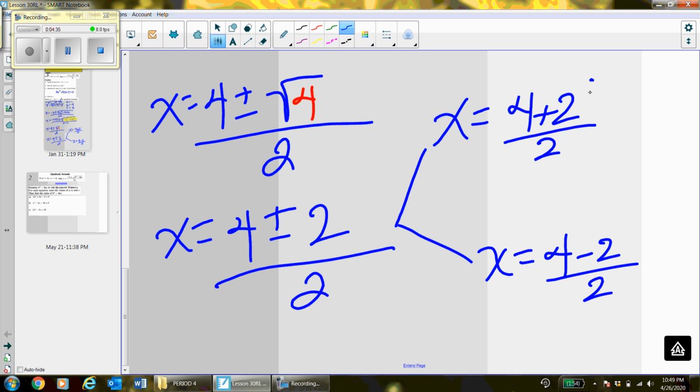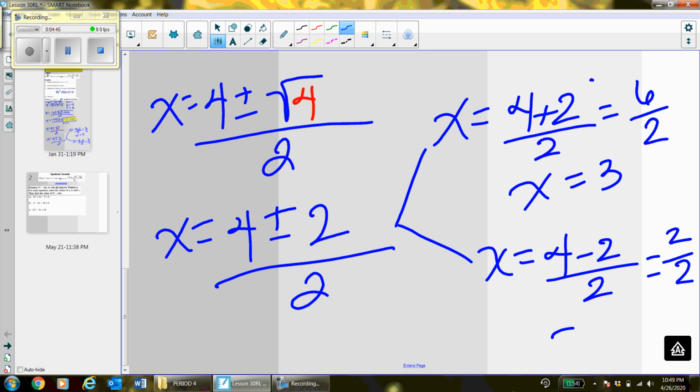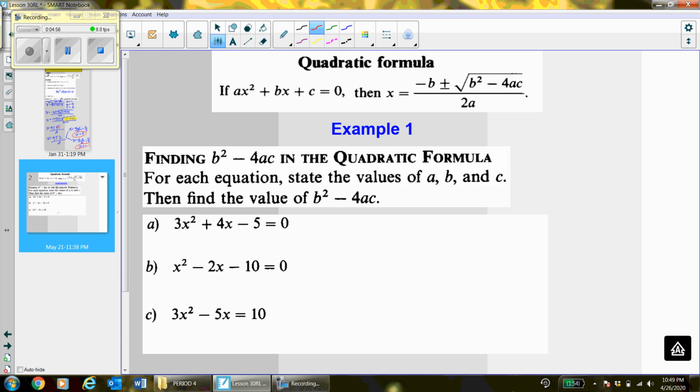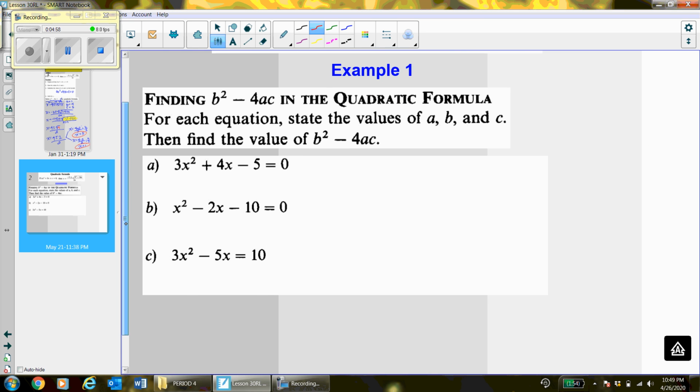Here 4 plus 2 is 6. 6 divided by 2 is 3. So x equals 3. Here 4 minus 2 is 2. 2 divided by 2 is 1. So here x equals 1. So these are our 2 roots using the quadratic formula.